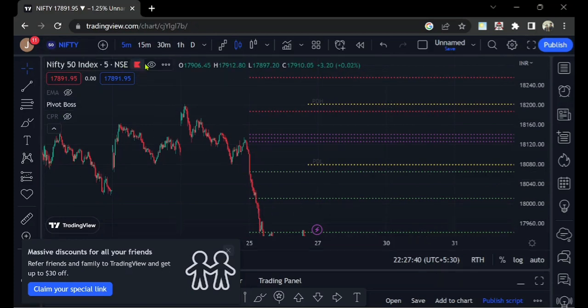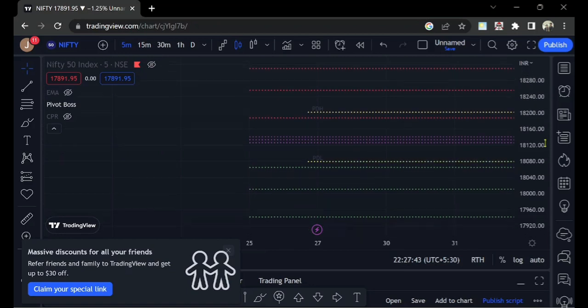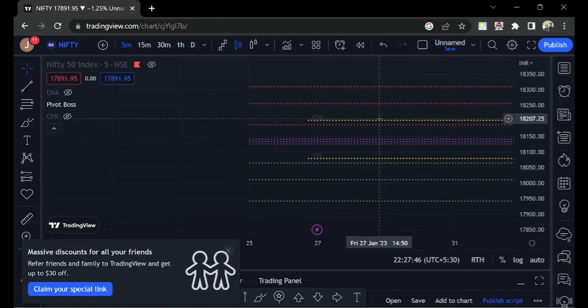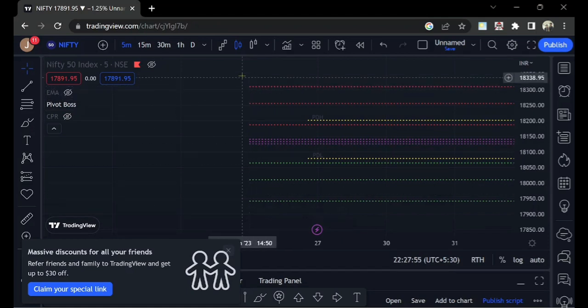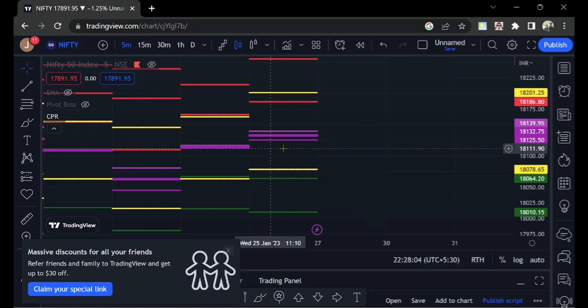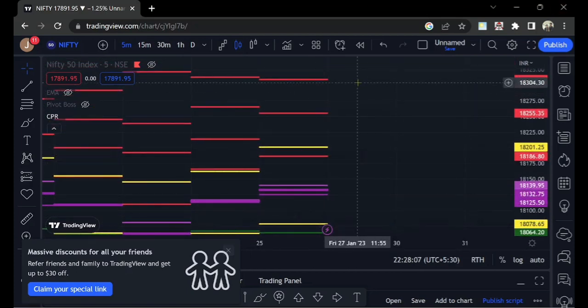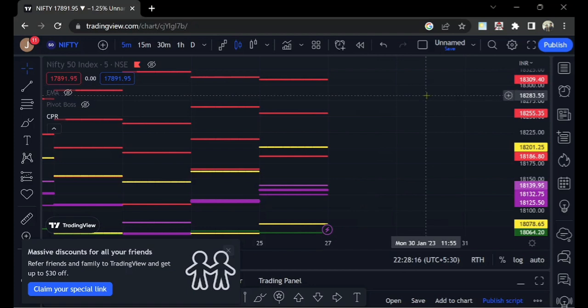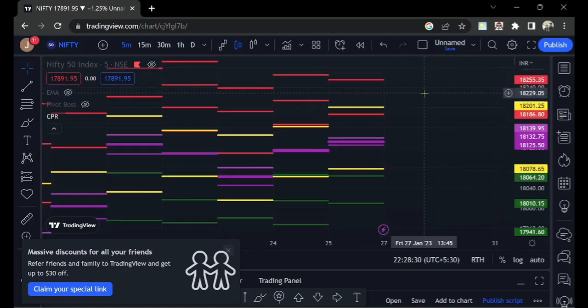Now let me hide the chart. This is the line formed when you are applying the Pivot Boss CPR. I use this CPR early in the morning because I get this entire line in the morning itself. If you are applying the other CPR, you can't get this line in the morning. Instead, you will get dots. The first dot will start here, and when the candles start to form one by one, they will be joined and form a line. For your convenience, you can use one CPR, no problem.